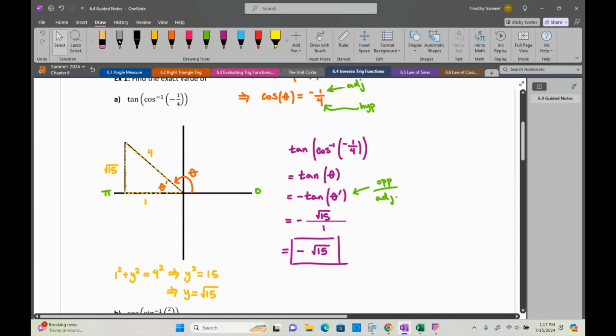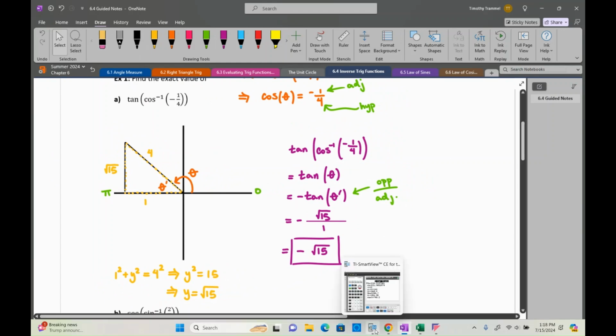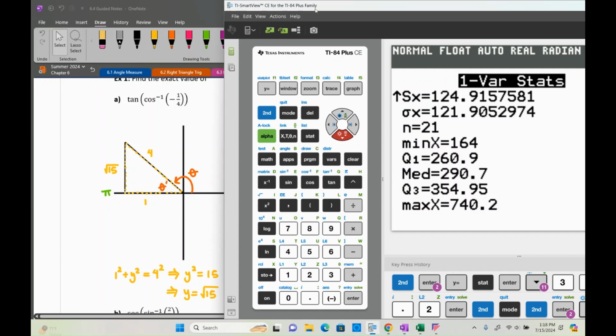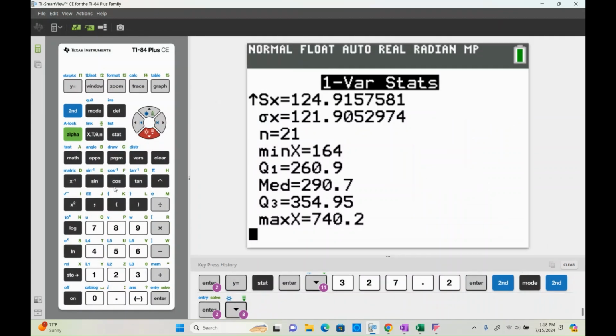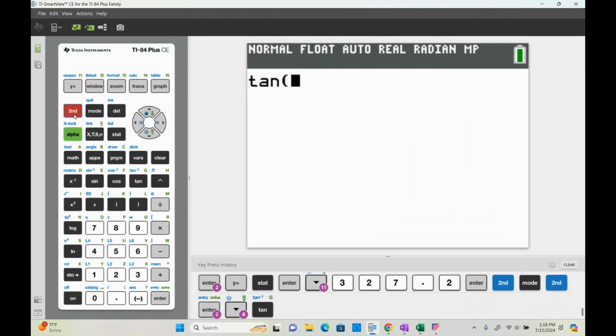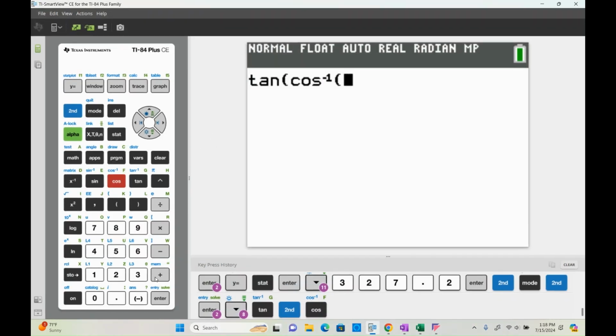Okay. And I want to show that this did work out here. So I think what I'll have us do is open our calculator here. I'm trying to think whether or not it's going to matter if we're in degrees or radians. And I do not think it's going to make a difference, so we do not need to check that here. So I'm going to type in tangent of cosine inverse of, what was it, minus 1 over 4.